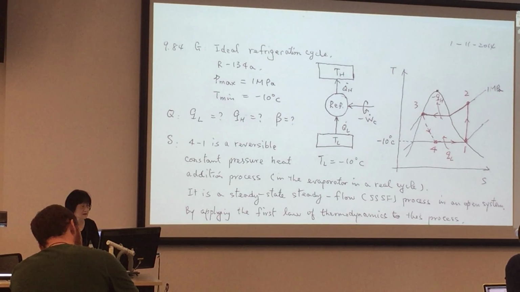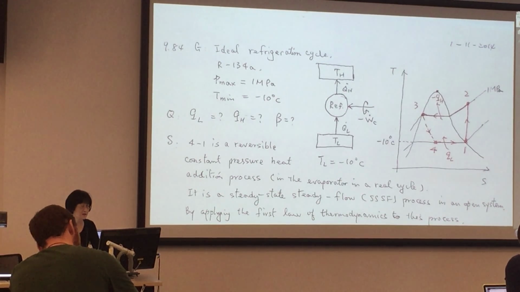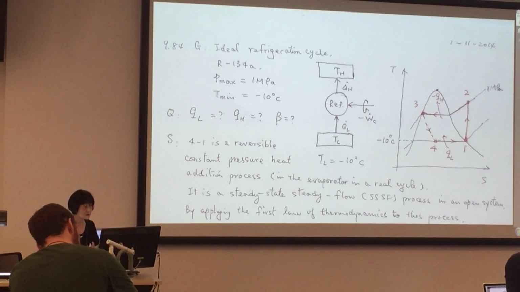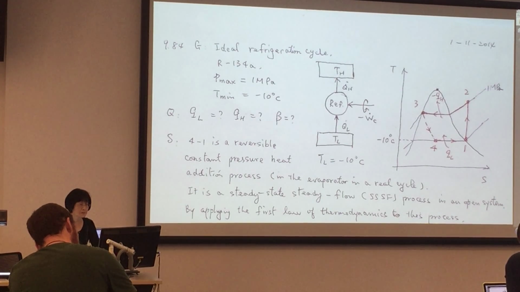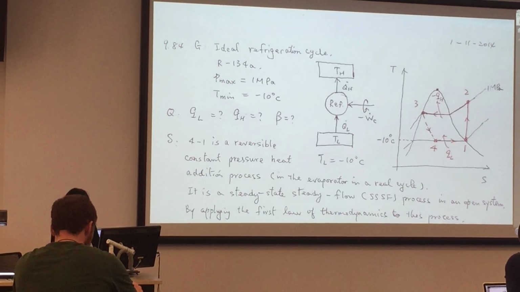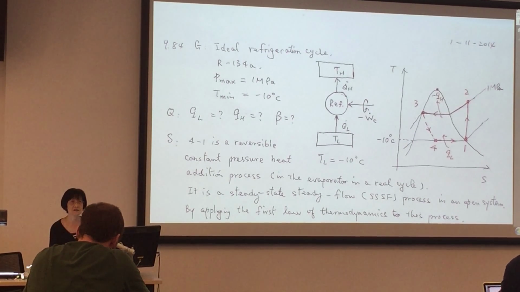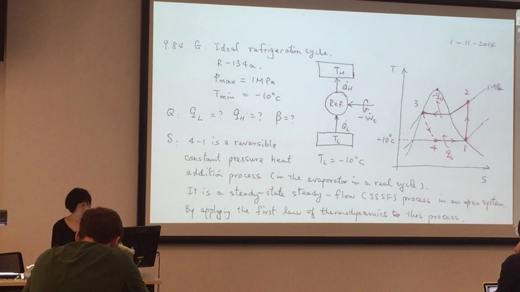And in this refrigeration cycle, minimum temperature is given, minus 10 degrees Celsius. So we need to understand the cycle before we can interpret. What is the temperature for? And the maximum pressure is 1 megapascal. What's the maximum pressure? That's the condenser pressure, right? So 1 megapascal is condenser pressure, and minus 10 degrees Celsius is the evaporator saturation temperature.